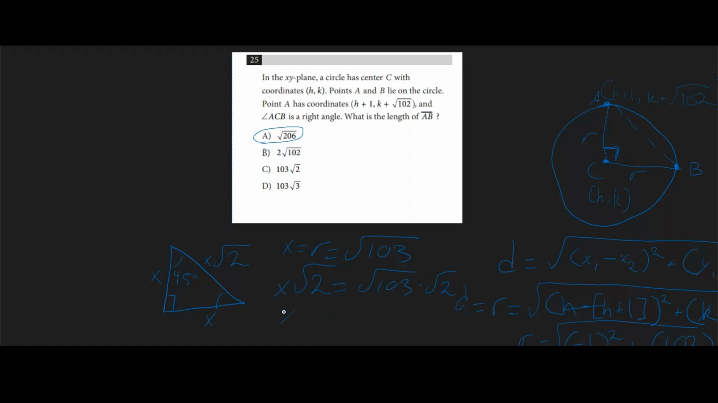So that means x root 2 is nothing more than root 206, where x root 2 is our hypotenuse. I'm sorry, that should be 206. My bad. So that's just another way that you could find the answer once you had the value of r. So those are two ways that you can use. Feel free to try out whichever one makes more sense to you.